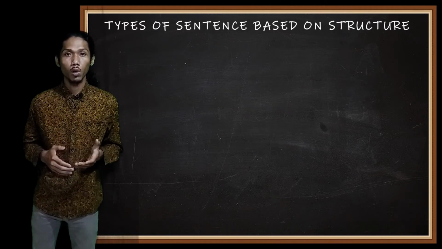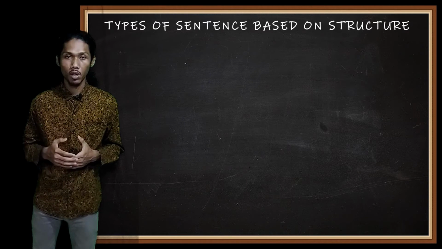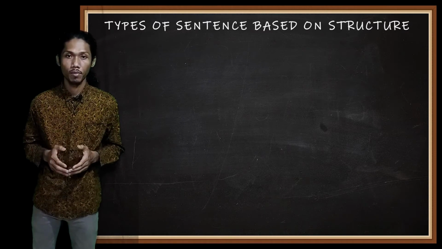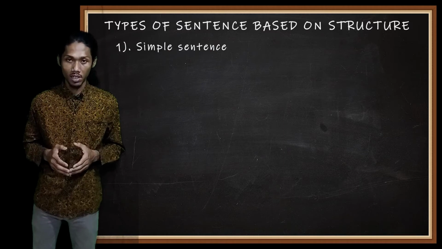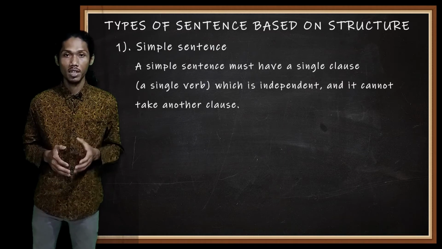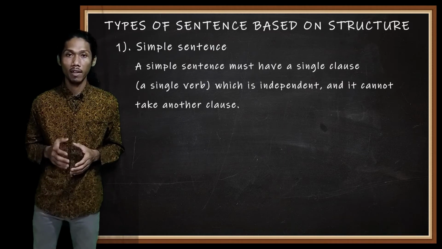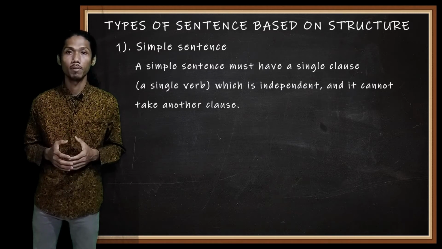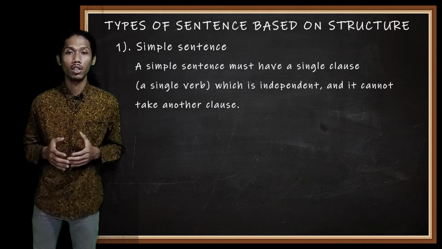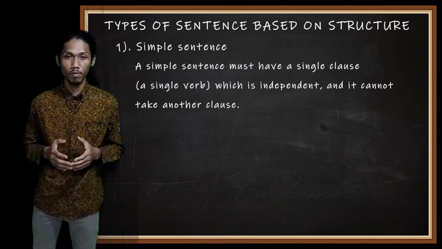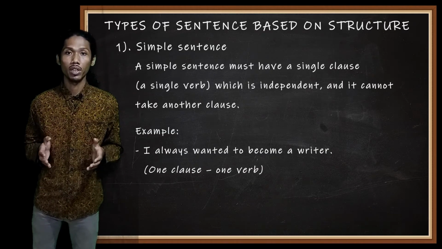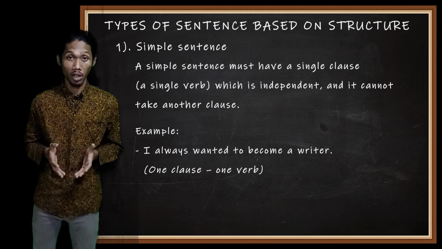Okay, now let's discuss types of sentences based on their structure. Simple sentence. A simple sentence must have a single clause or a single verb that is independent, and it cannot take another clause. For example, I always wanted to become a writer.